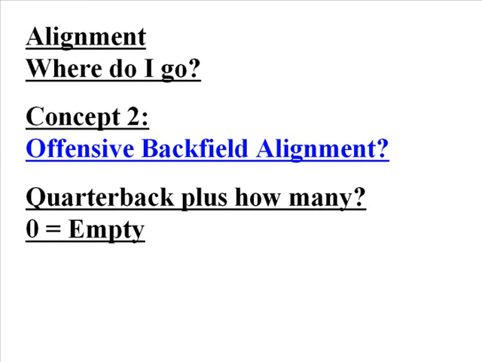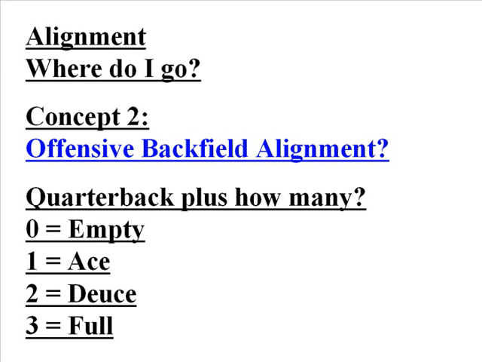All right, quarterback plus how many. Okay, if there's no one except the quarterback back there, we're going to call that an empty set. Now this is very important for the linebackers and the safety to understand so that they know how they line up. So we just have to get this concept down. If there's 1 player besides the quarterback, we're calling that ace. 2 players is deuce. 3 players would be called full.